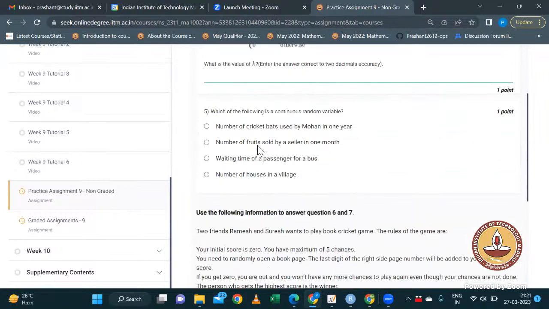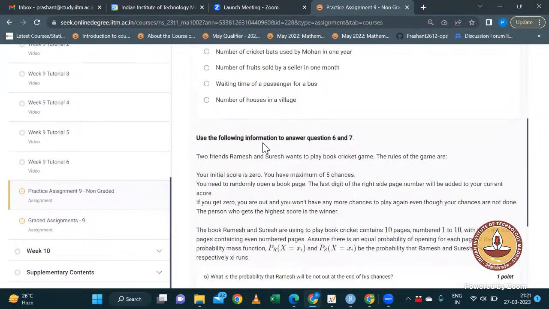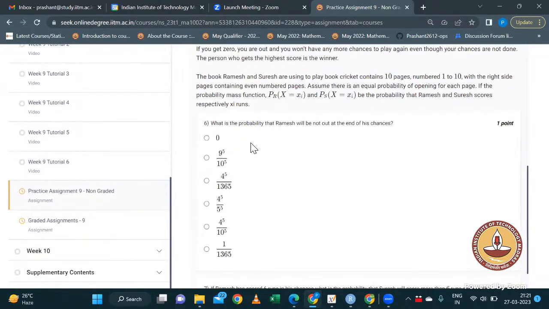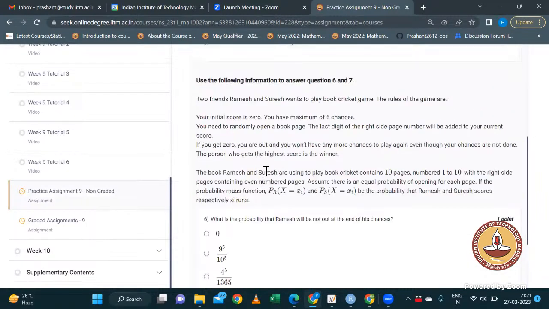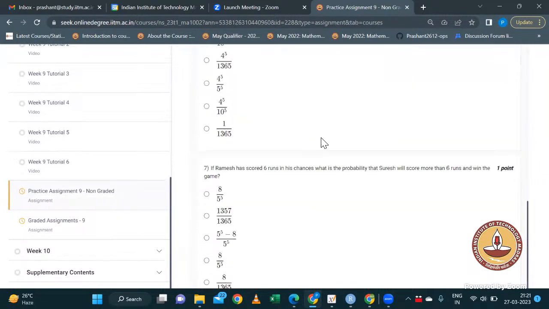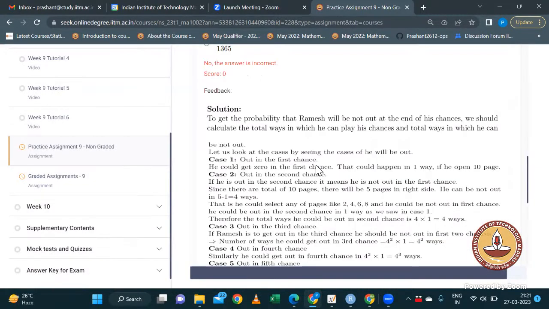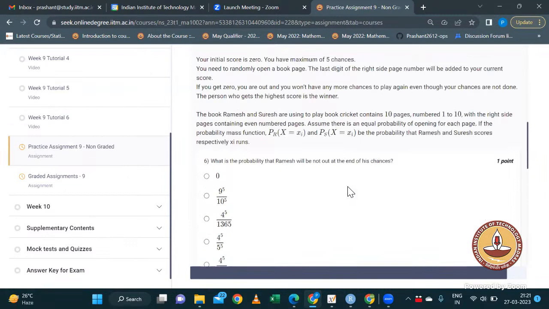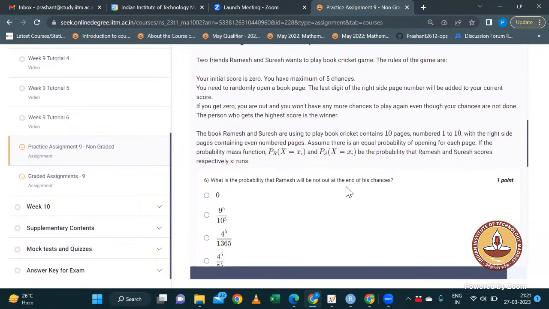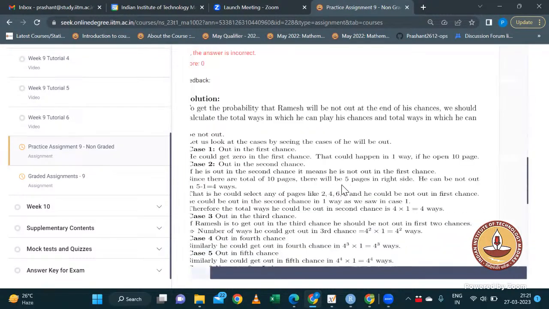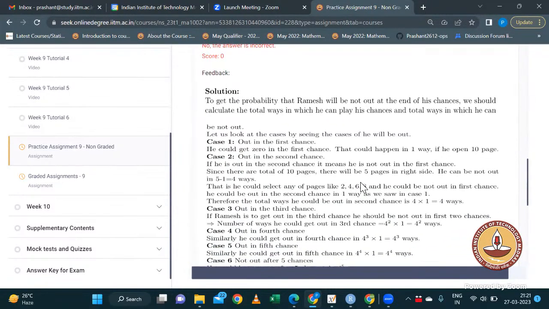Question number 6 and 7, let's see. Have you gone through the solution? Yes, I could not understand the solution. I did understand the question, what the preface of the question is saying, but how to approach the question, that was something I could not understand. Okay, so I have presented the solution. I will try to explain it so that you will get a clearer idea.